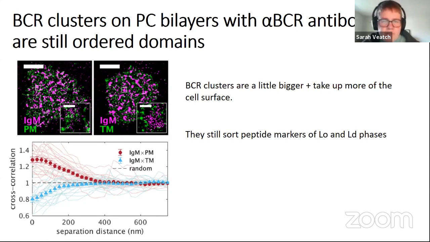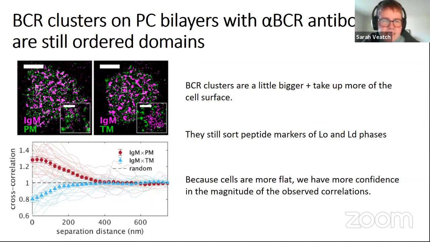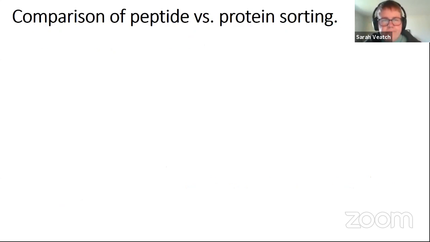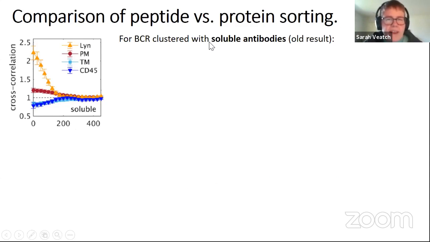They still sort these peptide markers of ordered and disordered phases. And now because these membranes are more flat, we have a little bit more confidence in the magnitudes that we get out at the end of the day. We care about being able to quantify these magnitudes because we want to compare how these peptides sort with respect to full-length proteins. And so this is the old result that we had from before.